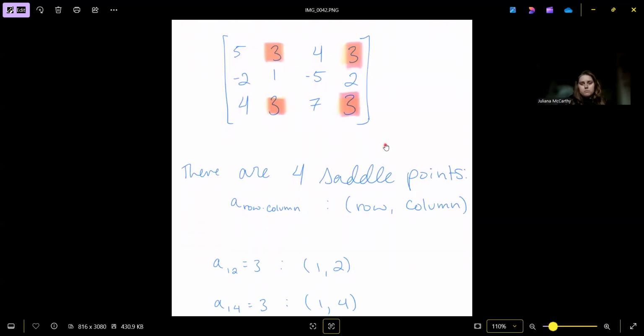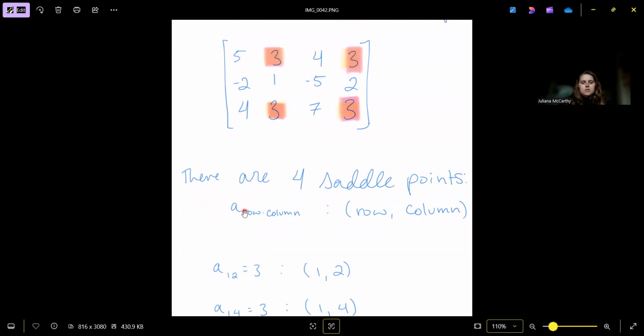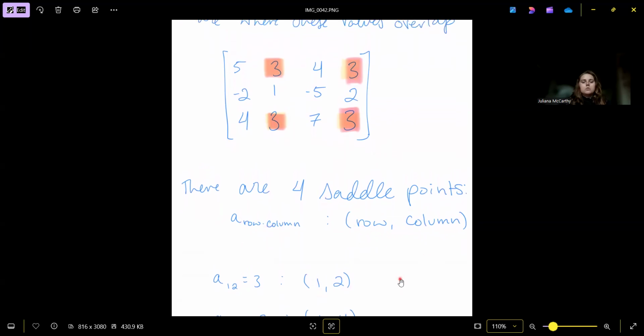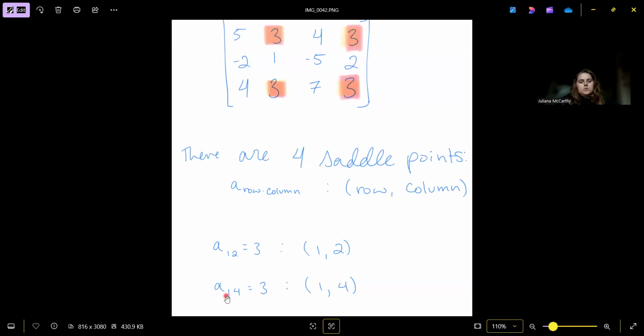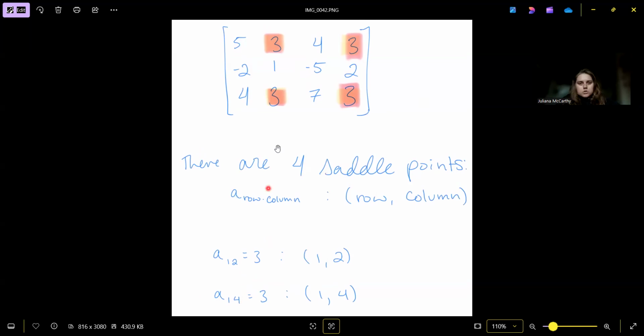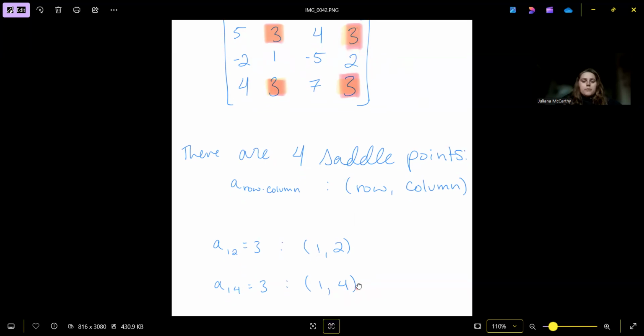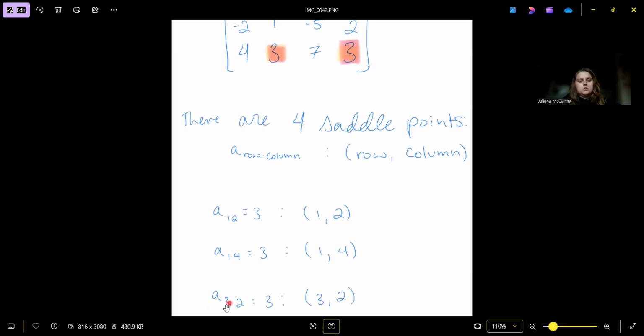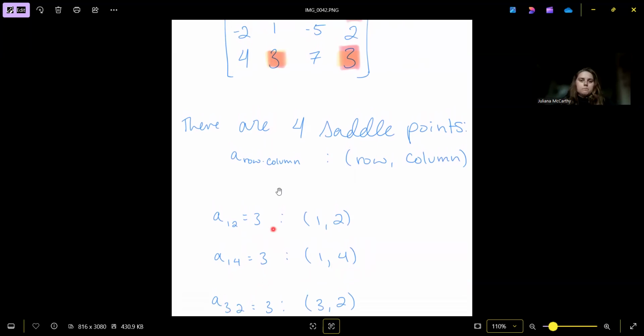So there are 4 saddle points in total, and to write it out, it's A, and then the row and the column. You can also write it like this, row, comma, column. So for our first one, we have A12 equals 3. So that's our first row and second column. You can write it A12 equals 3, or you can write it like this. It's at 1, 2. Our second saddle point is the first row and the fourth column. It equals 3. So 1, comma 4.